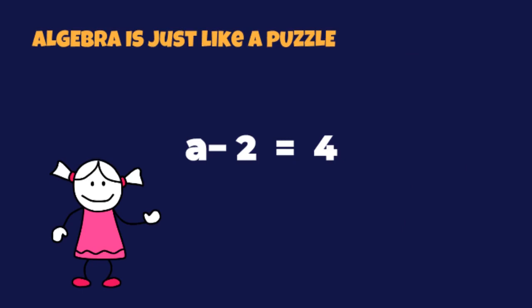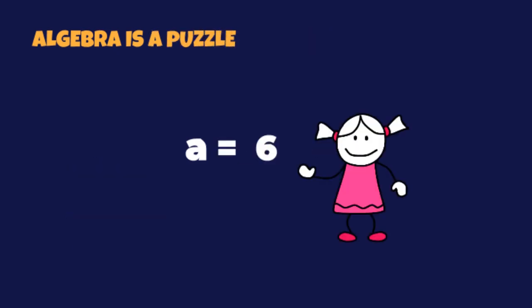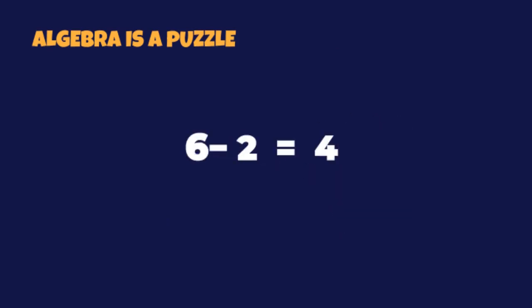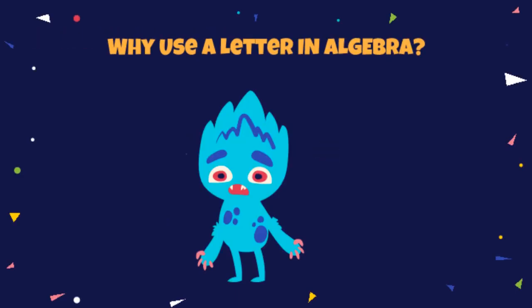So we write, algebra is just like a puzzle where we start with something like, A minus 2 is equal to 4. It is really that simple. The letter, in this case an A, just means we don't know this yet, and is often called the unknown or the variable. And when we solve it we write, A is equal to 6, because 6 minus 2 is equal to 4. Easy stuff.